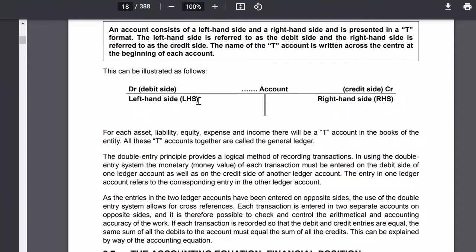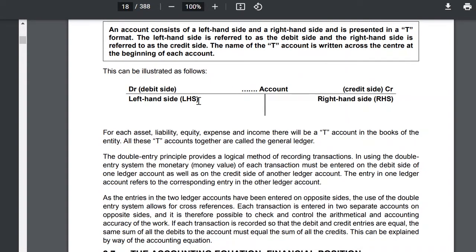So number one, you need to find out what are the two accounts. In this example that I've given you, it is sales and bank. Number two, is sales increasing or decreasing? Sales is increasing because in the business, there is more income. Is bank an asset increasing or decreasing? Bank is increasing because money is coming into the bank account of Walton's.